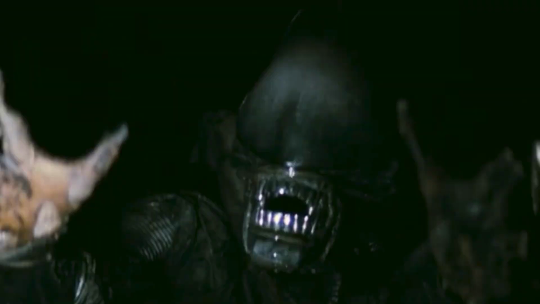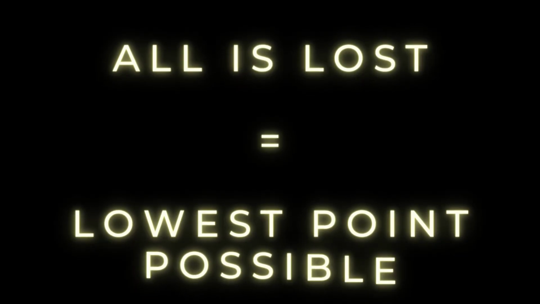In Psycho, Norman Bates is winning, as his lies let him get away with murder. Keep thinking about how the antagonist can win until they reach step 7, your all is lost moment.